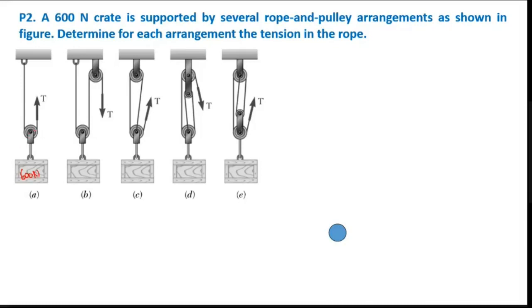One has only one pulley. The second one has two pulleys. The third one has two pulleys arranged in a different way. The fourth one has three pulleys in a different way, and the fifth one also has three pulleys in a different way, right? You can see the difference, right? So now my question is, what will be the tensile force to lift this particular 600 Newton load?